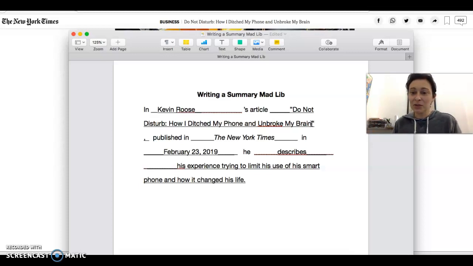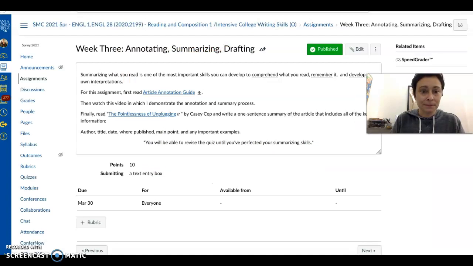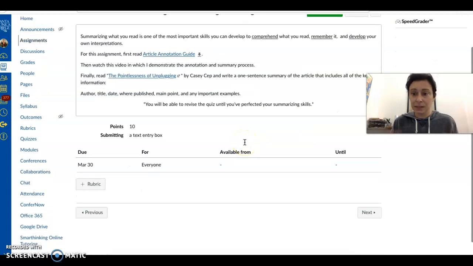If you have any questions, of course, you can come to office hours or send me an email. For this assignment, what you're going to do is read this article called The Pointlessness of Unplugging, annotate it, and then write a one-sentence summary that includes all of this information. It is a quiz, but the great thing about this quiz is that you can revise it as many times as you need to until you've perfected your summarizing skills. So like everything else when it comes to writing, it's a question of practice. The more you practice, the better you get. So if you get a grade on this that you don't like, you can revise and resubmit as many times as you need to get the grade that you want.